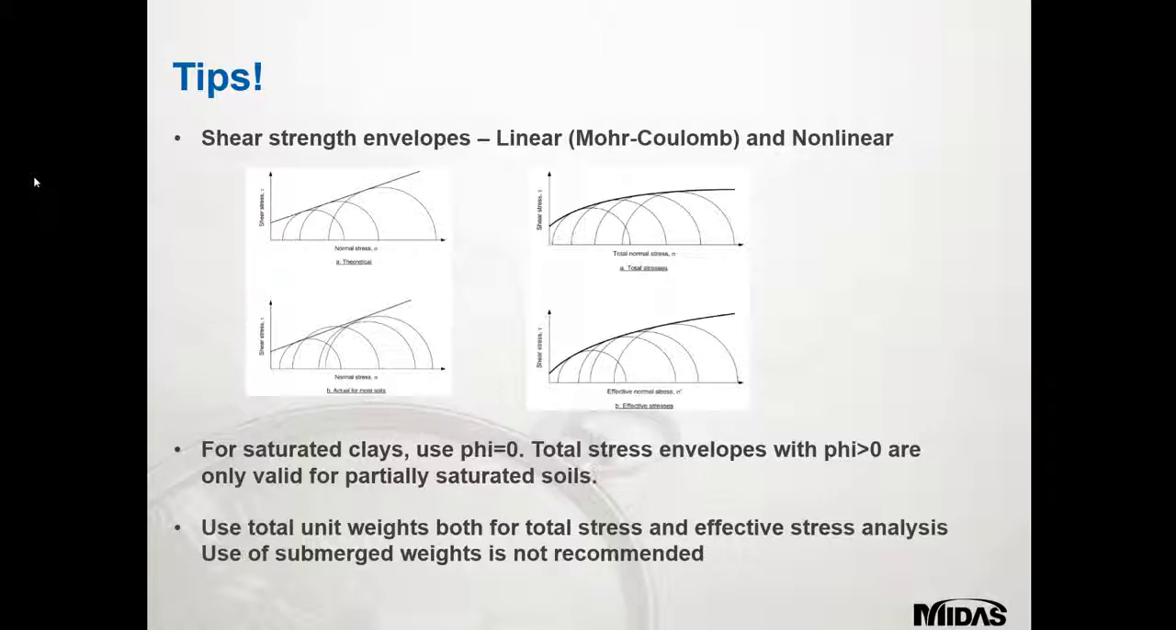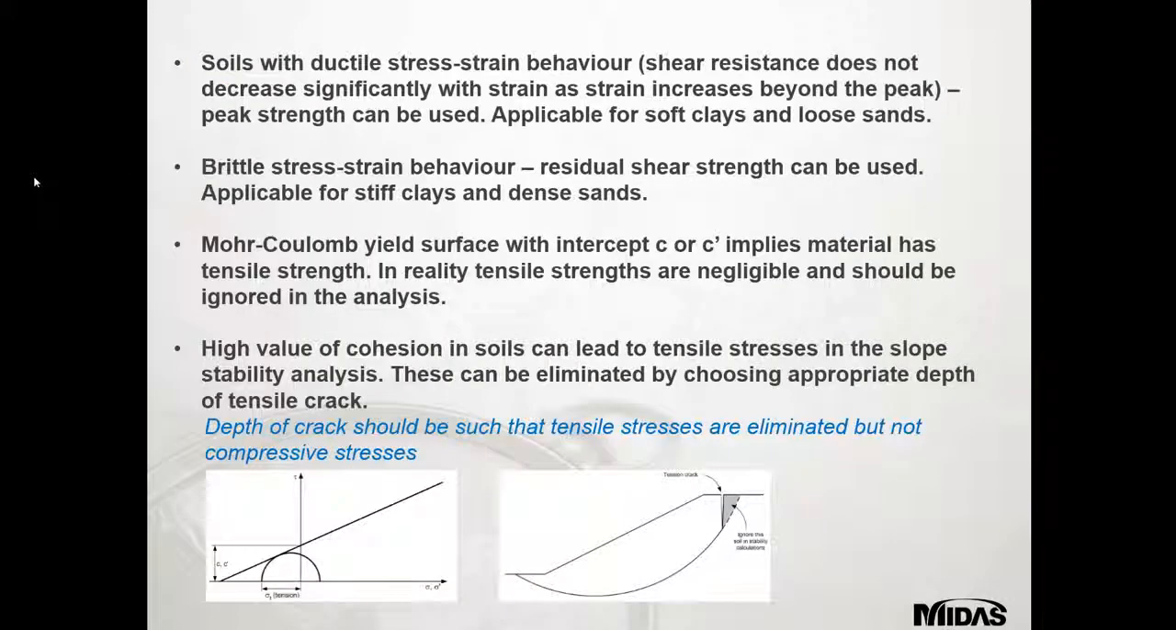It's recommended to use total unit weight rather than submerged unit weights. Using submerged unit weights doesn't offer any significant advantage. Soft clays and loose sands have ductile stress strain behaviour, and hence peak strength can be used to represent the shear strength in the analysis, whereas stiff clays and dense sands have brittle stress strain behaviour, and in this case residual shear strength should be used.